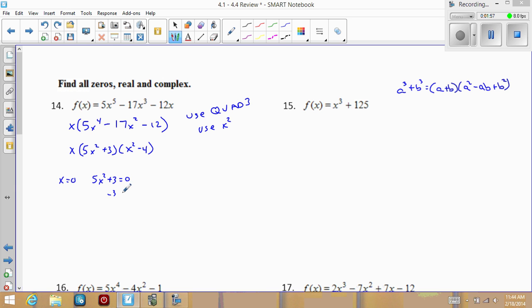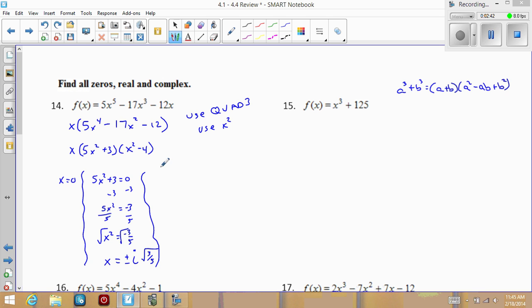We're going to subtract the 3. We get 5x squared equals negative 3. Divide by the 5. We get x squared equals negative 3/5. And then we take the square root of both sides, and we will write x equals positive and negative, because the negative underneath the radical, that is now i, and square root of 3/5. Now, technically, we should rationalize that and do all that fun stuff, but I'm going to just leave that as is.